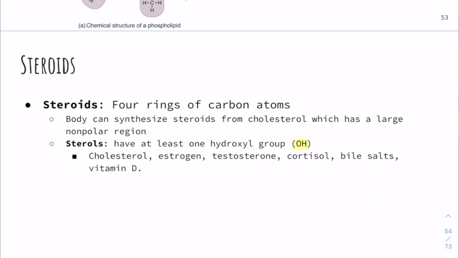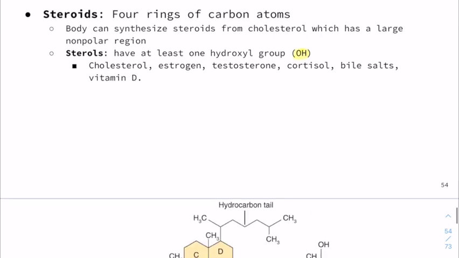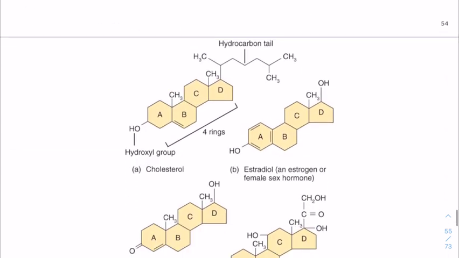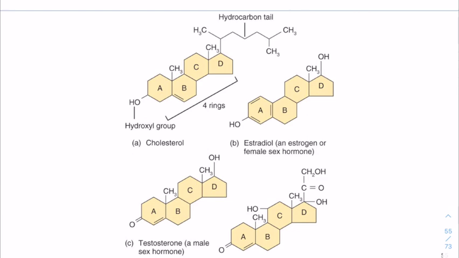So here are some examples. We have our hydrocarbon tail. This first one here is cholesterol. Then we have estradiol, which is an estrogen, or female sex hormone. Here is testosterone, the male sex hormone, and cortisol. Estradiol has that hydroxy group, testosterone has that hydroxy group, and cortisol has that hydroxy group. So they are all sterols.